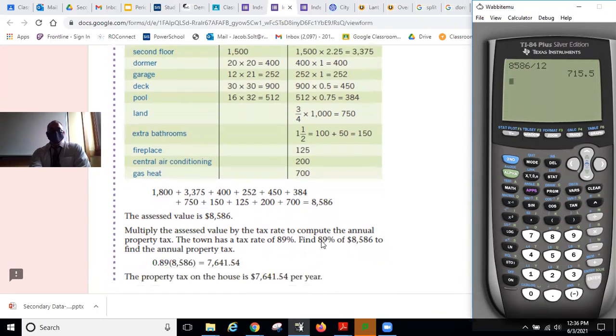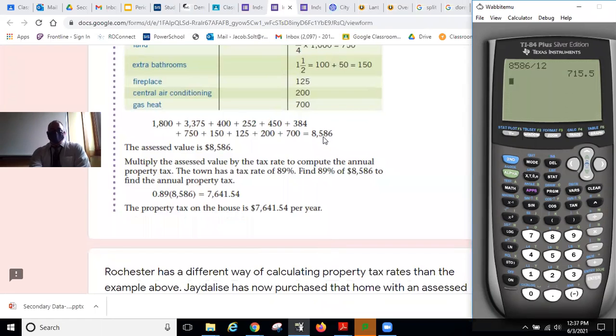Okay. And so now we found out the assessed value. And again, now the book's going to change its mind and say instead of 0.89, it's now 89%. So now they're going to take this 0.89, they're going to multiply it by 8,586, and they're going to find that the property tax on the house is $7,641.54. All right, that's how much Jessica and Daryl are going to pay per year.